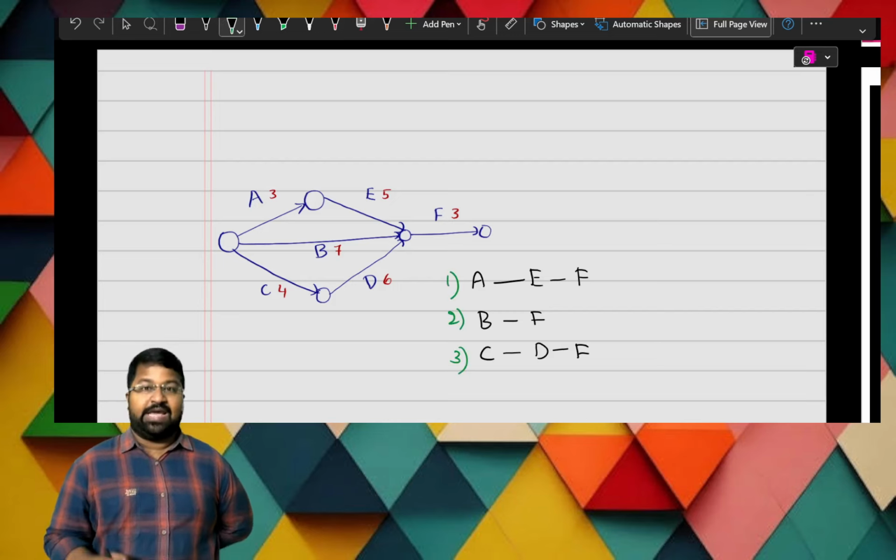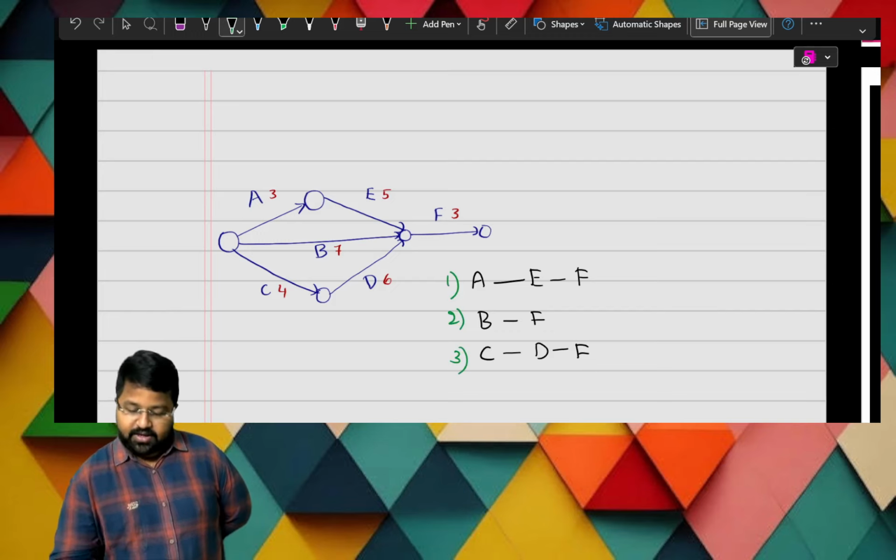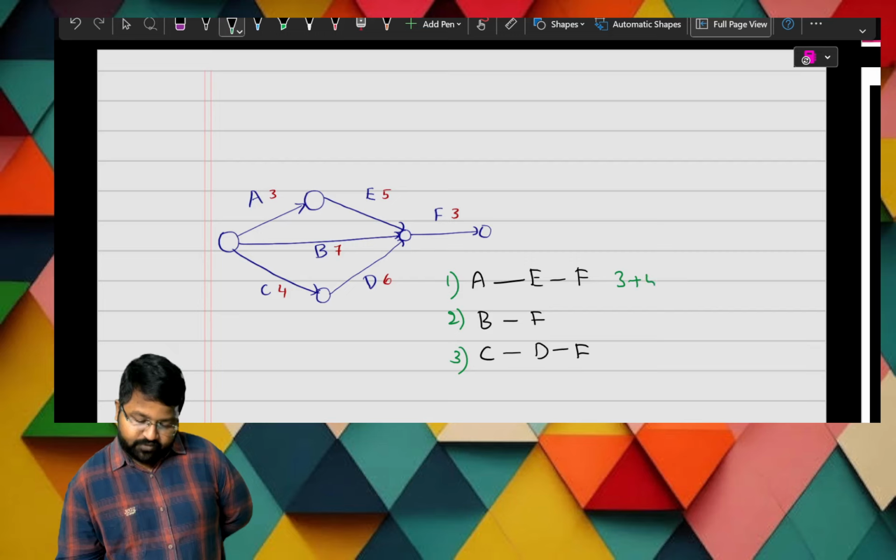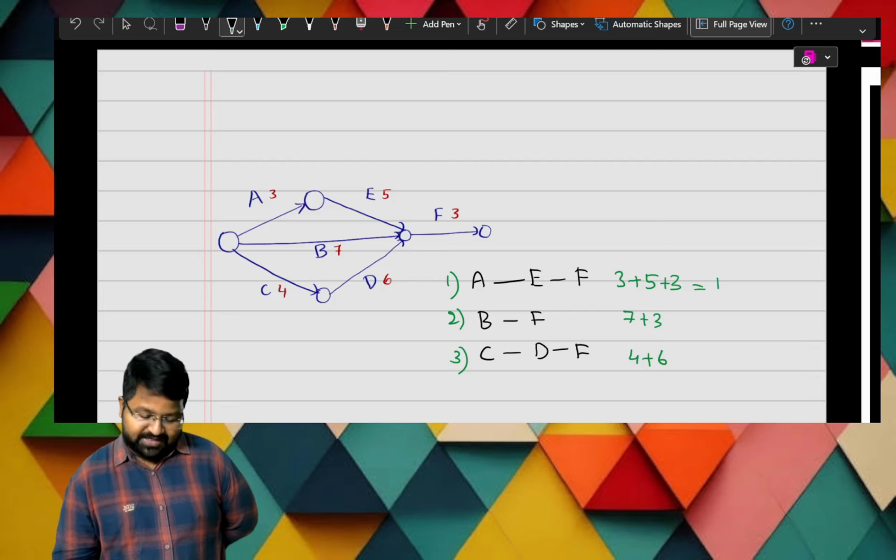Now duration for AEF, path 1. The AEF one total would be 3 plus 5 plus 3. Okay. Next for BF, 7 plus 3. And next for CDF, 4 plus 6. What is the total by this one? It's 11, 10, and 10.